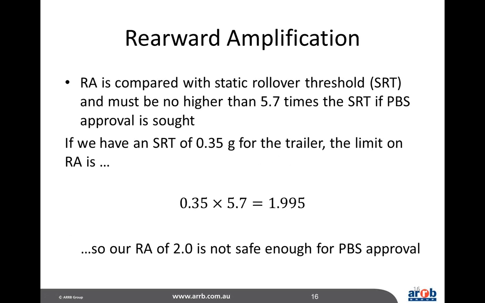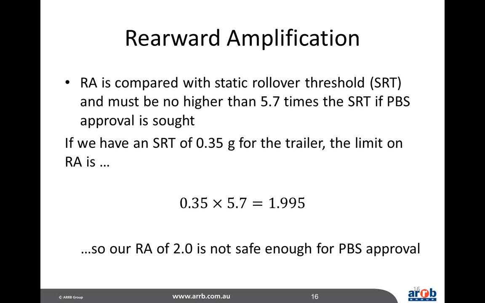Now, rearward amplification in the PBS program in Australia, the performance-based standards, is compared with static rollover threshold, and the RA figure is not allowed to be any more than 5.7 times the SRT of the vehicle, or the SRT of the last trailer in the vehicle. So if we have an SRT value of 0.35 Gs on our final trailer, then the limit on our rearward amplification is 5.7 times 0.35, which is 1.995. So that vehicle I showed you with an RA figure of 2 is not safe enough for PBS approval.